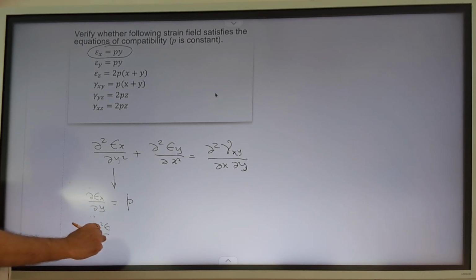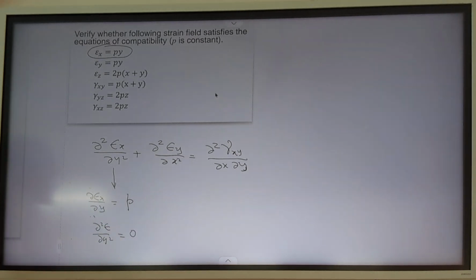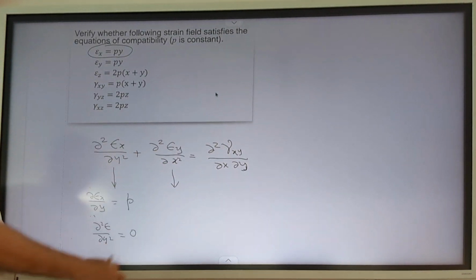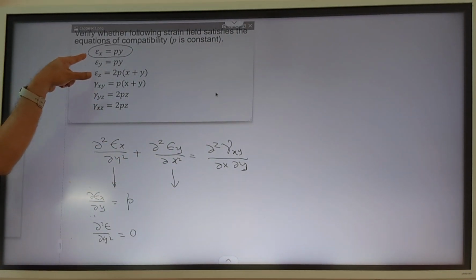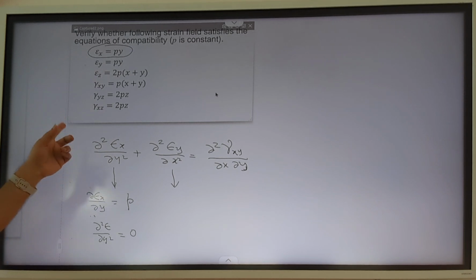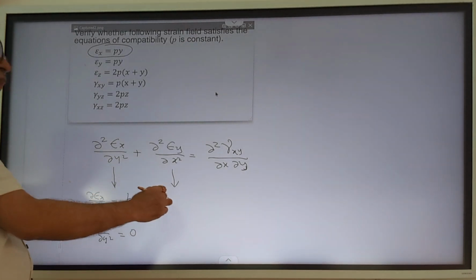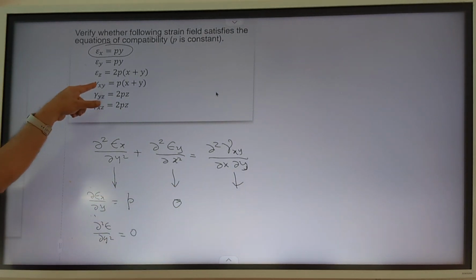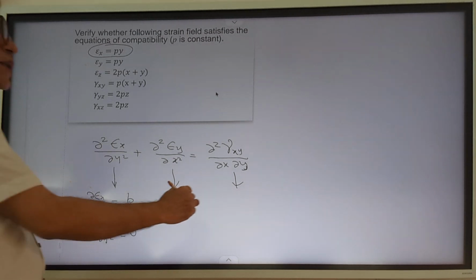And the second derivative, so that is equal to 0. Okay, directly tell me what is the second derivative for epsilon y. So the first derivative itself is 0. And the last one. So let's go step by step.